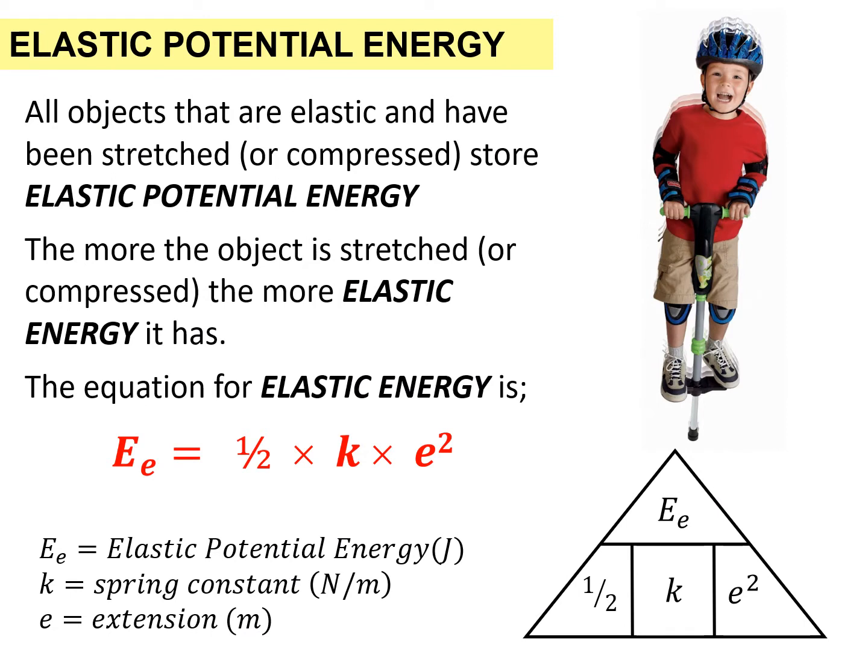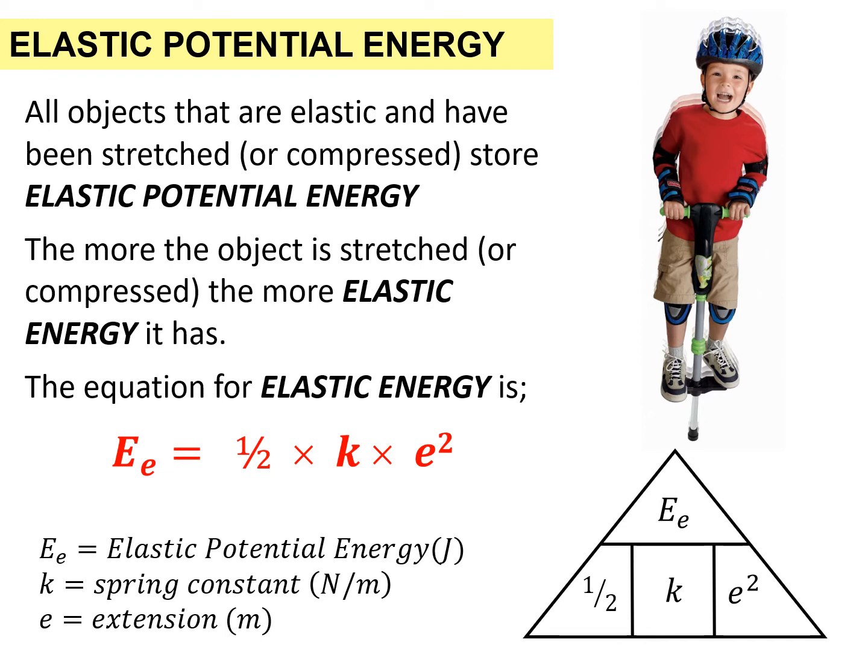All objects that are elastic and have been stretched or compressed store elastic potential energy. What is an elastic object or an elastic material? These are materials that if they're stretched or compressed, will try to return to their original shape and size. So an elastic band, for example, if you stretch an elastic band and let go, it tries to return back to its original shape and size. If you squash a rubber ball, it will try to return back to its original shape and size if you let it go again. The more that you stretch or compress elastic materials, the more elastic energy they store.